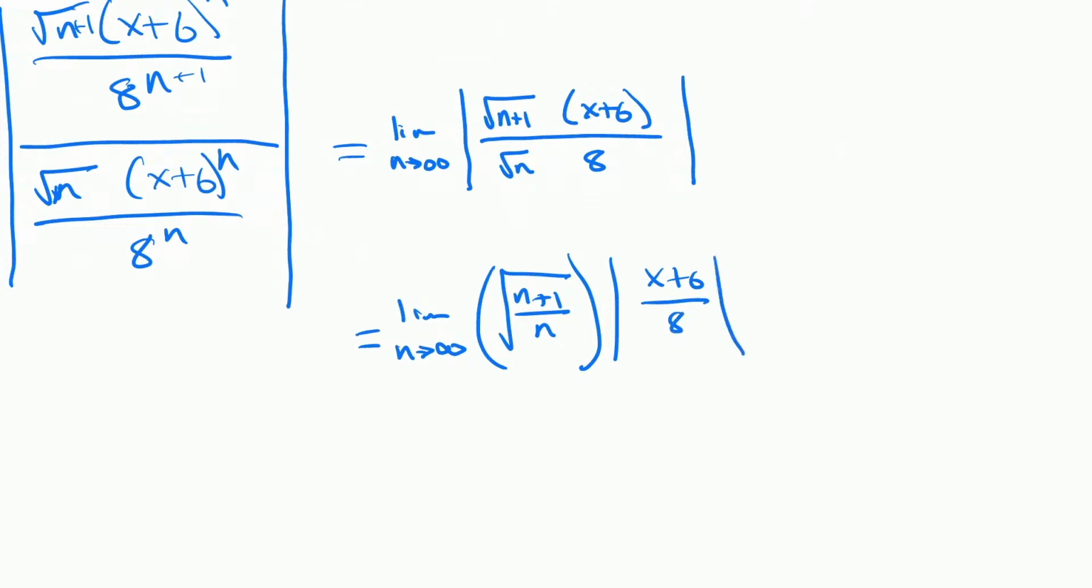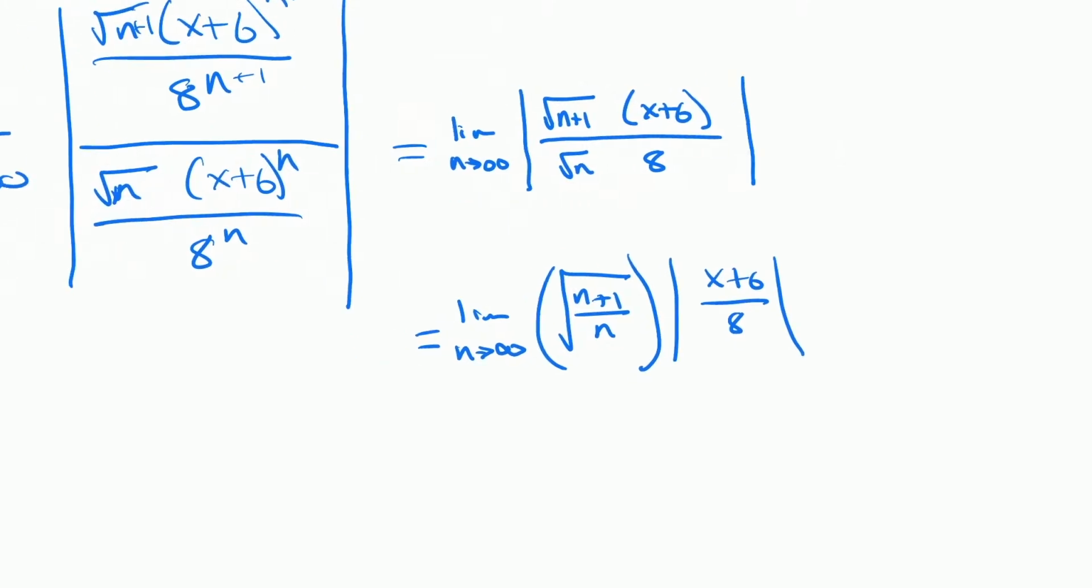So I just wanted to separate out the n's because this is the stuff that has the n that I'm going to have to deal with in the limit. The rest of it is just x's and 8s and 6s. So does that look okay? Is anyone losing their mind? Stop me if you need me to, Hayden, and I'll explain, or anyone else as well.